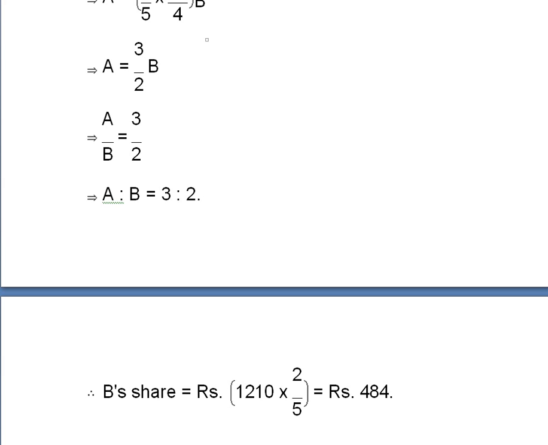So what happens here is now you know the ratio of A and B, right? So you can easily calculate B's share also. You know that the total was 1210 rupees and B's share is 2 out of a total of 5. So in the denominator you will put 5 and in the numerator you will put 2, and that will be equal to 484. That is your answer. Moving on to another question.